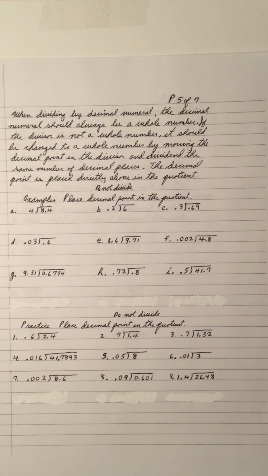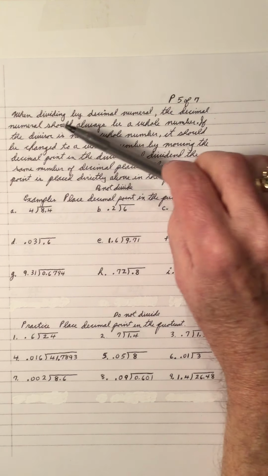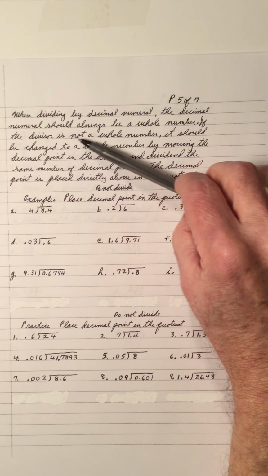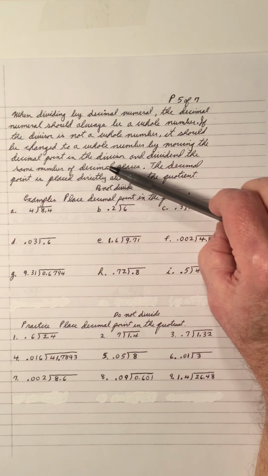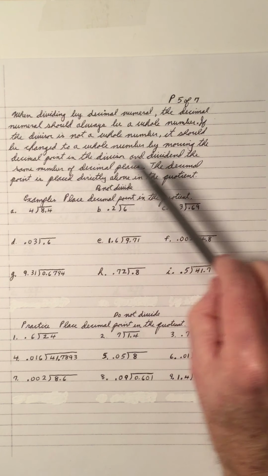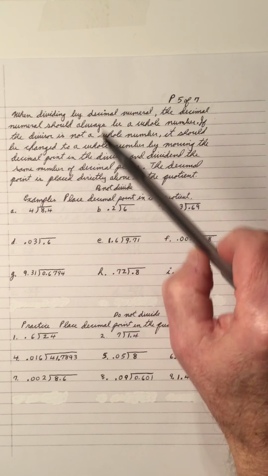Okay. When dividing by a decimal numeral, the divisor should always be a whole number. If the divisor is not a whole number, you should change it to a whole number by moving the decimal point in your divisor and your dividend the same number of decimal places. And then you move your decimal point directly up.